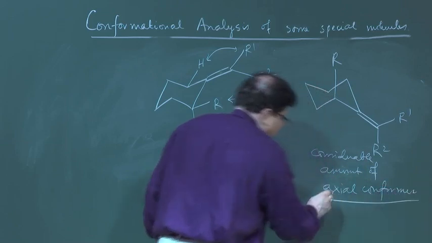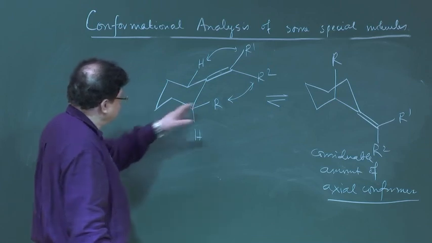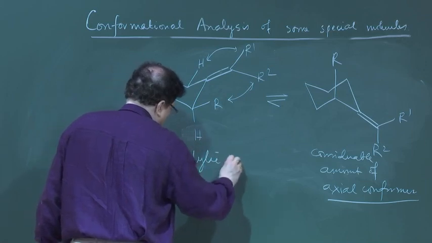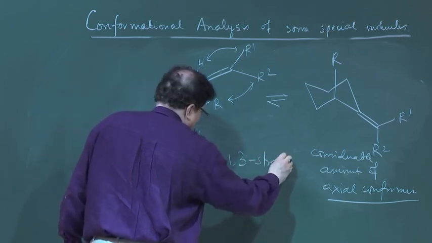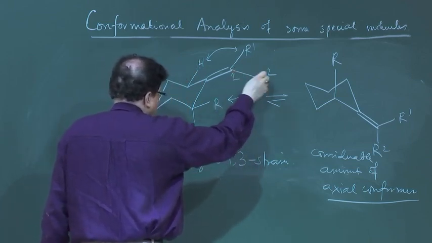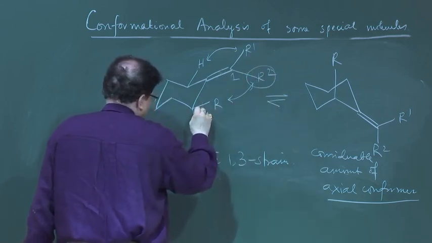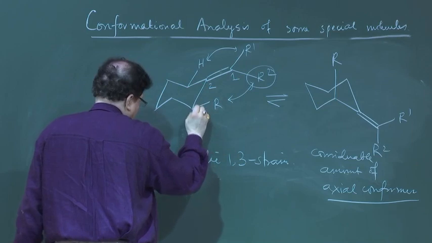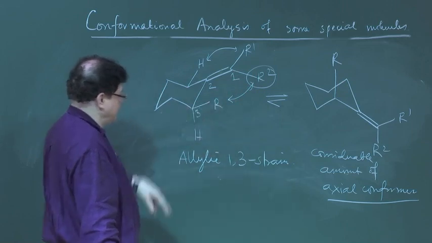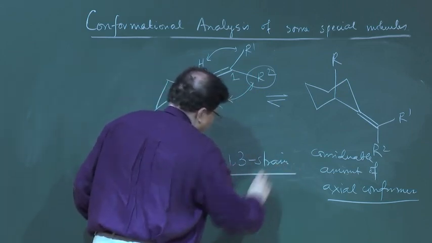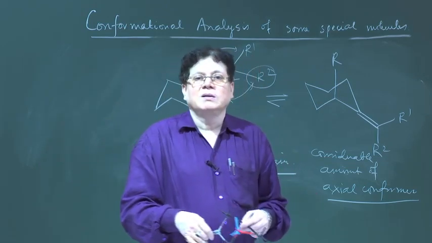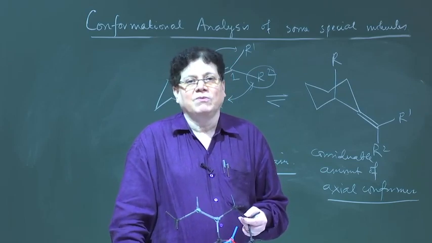And like your 2 alkyl and 3 alkyl ketone effects, this also has a name. This is called allylic 1,3 strain. Allylic 1,3 strain, why? Because the strain is between the substituents attached to C1, then 1, 2, 3, and attached to C3. Because it is the strain between the substituents attached to C1 and C3, this is called allylic 1,3 strain. Okay. These are some interesting features. They are very important while dealing with reactivity of molecules.